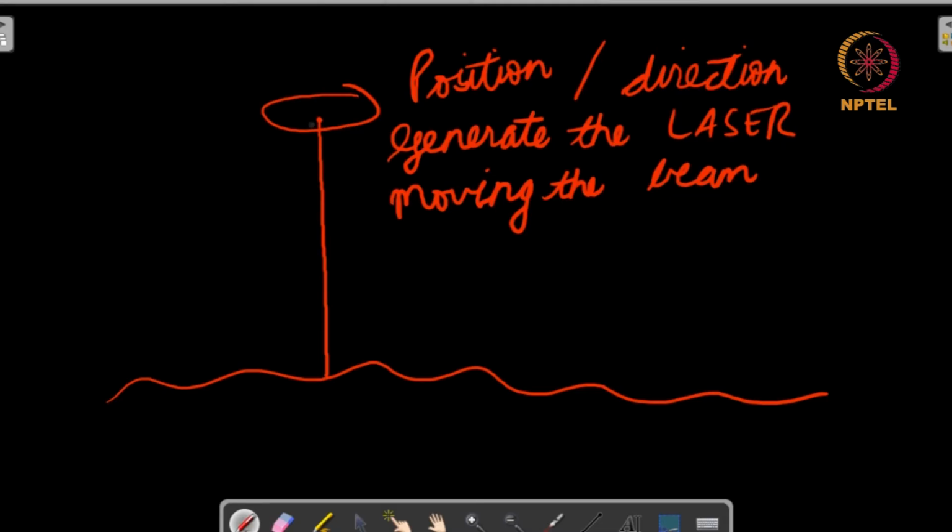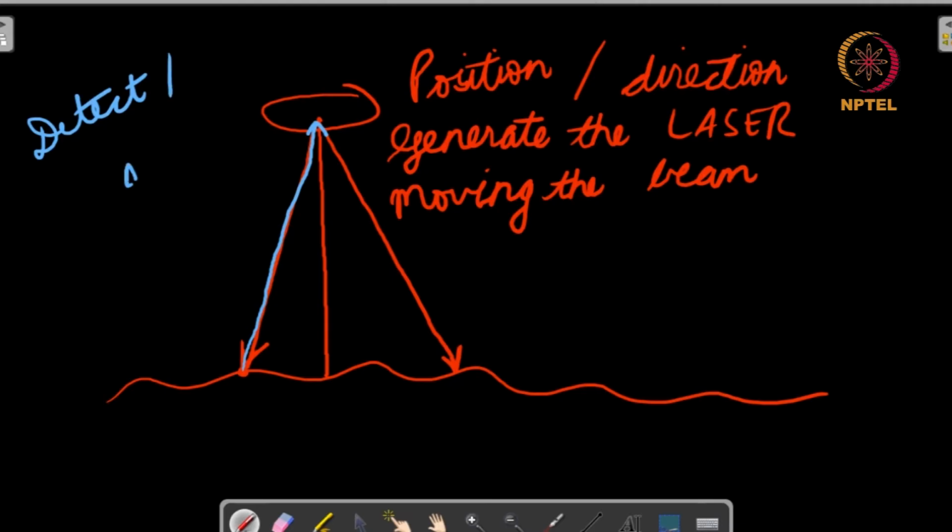So this laser beam can be moved. It can be moved like this, or it can be moved like this. Now if you have a laser beam that is moving like this, then it will interact with this surface at this point, and we will get a return laser. Now the return laser will move back to the aircraft, and now you require a mechanism to detect this laser, or probably also to measure the laser.